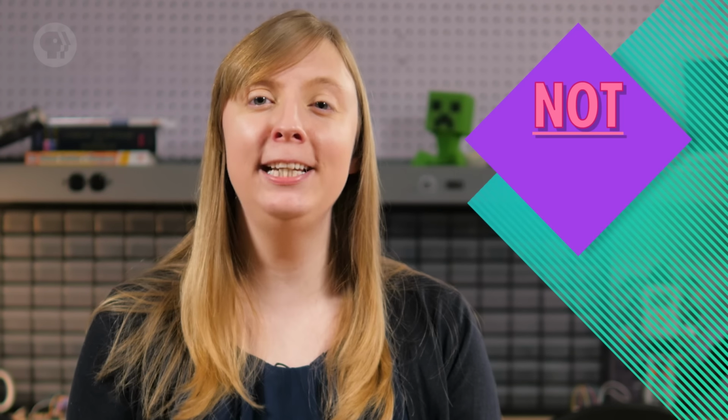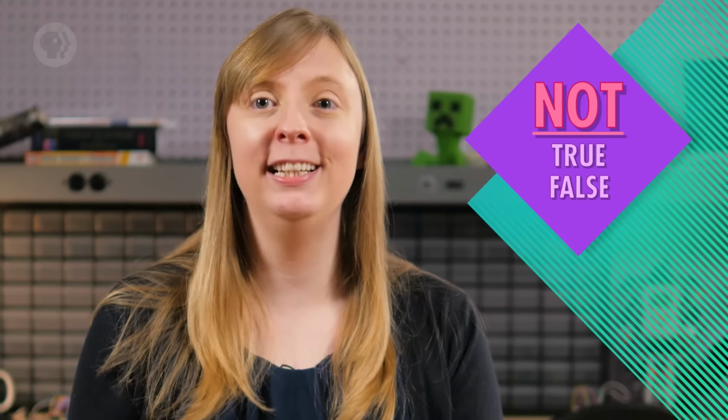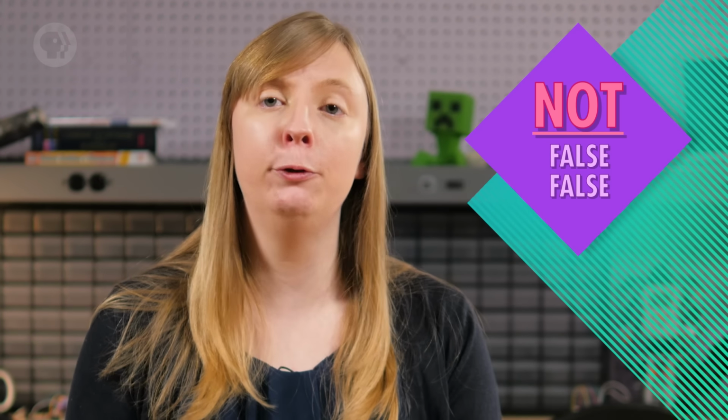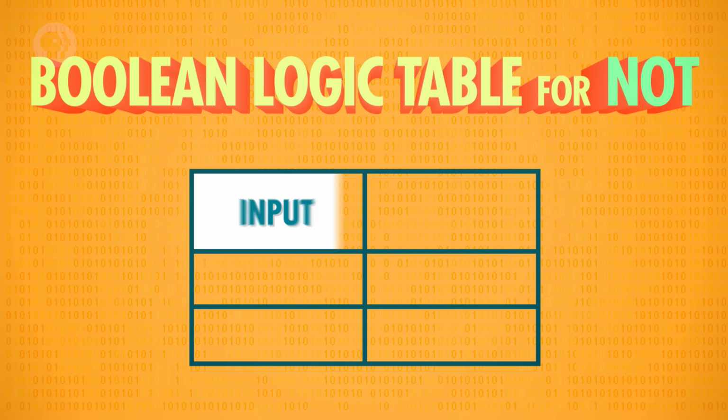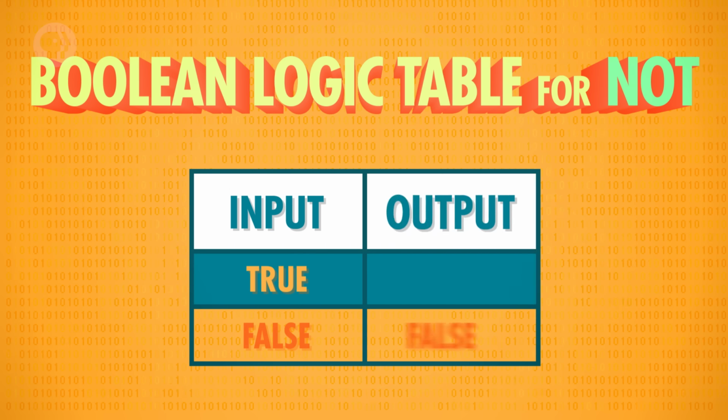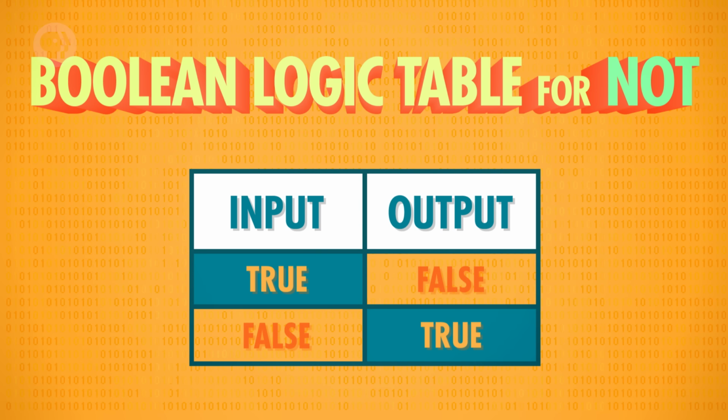A NOT takes a single Boolean value, either true or false, and negates it. It flips true to false and false to true. We can write out a little logic table that shows the original value under input and the outcome after applying the operation under output. Now here's the cool part.